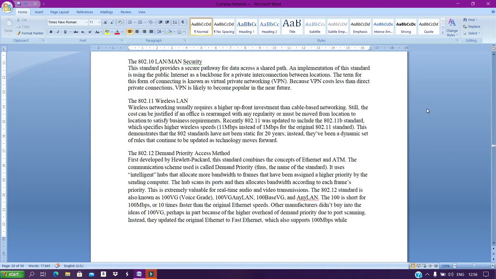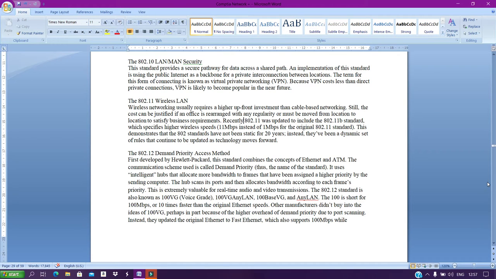Recently, 802.11 was updated to include the 802.11b standard, which specifies higher wireless speeds, 11 megabits instead of 1 megabit per second for the original 802.11 standard. This demonstrates that the 802 standards have not been static for 20 years. Instead, they've been a dynamic set of rules that continue to be updated as technology moves forward.